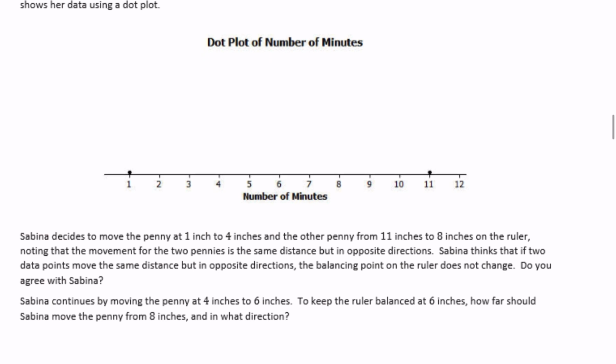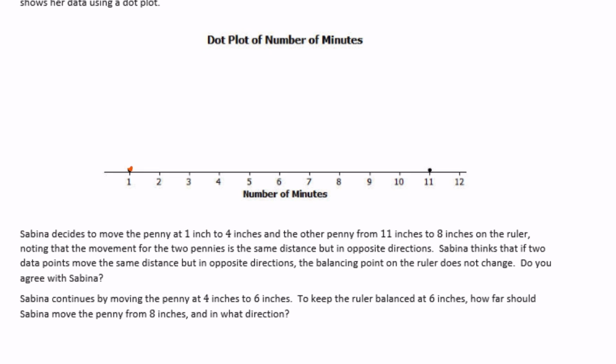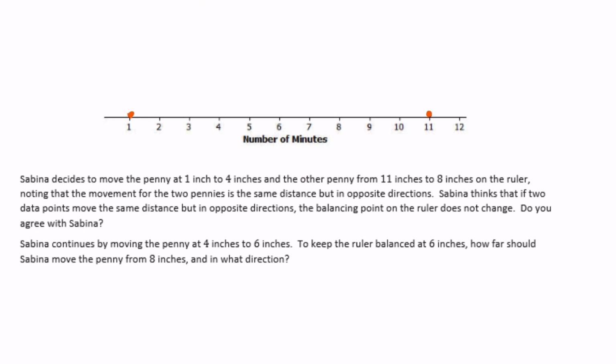Sabina shows her data using the dot plot. So here we have the student who takes 1 minute to get to school, and here's the student who takes 11 minutes. And it goes from 1 to 12 because we're on a ruler. So Sabina decides to move the penny at 1 inch to 4 inches, and the penny from 11 inches to 8 inches. So here we added 3, and here we subtracted 3. Noting that the movement for the two pennies is the same distance, but in opposite directions.